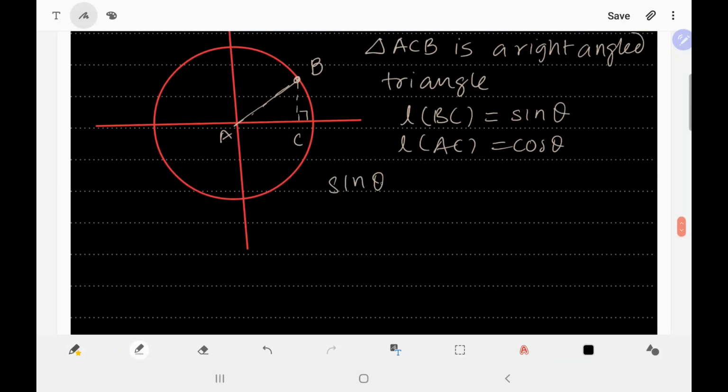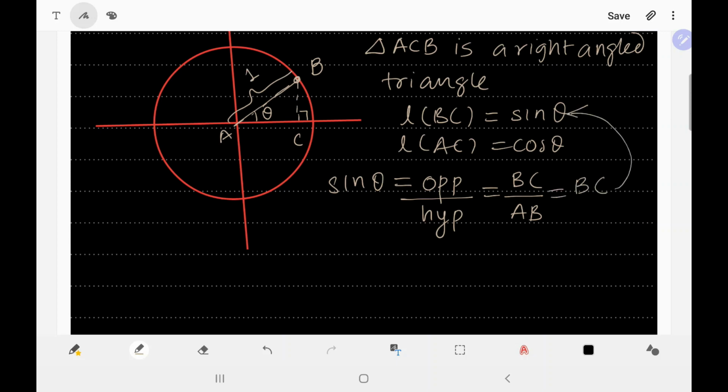Conventionally, sine theta can be defined as opposite side upon hypotenuse. That means in this right angle triangle, if I write this angle as theta, then sine theta can be written as opposite side, which is nothing but BC upon AB. In this case, since it's a unit circle, the radius is equal to 1. Therefore, this becomes equal to BC, as we have concluded earlier.